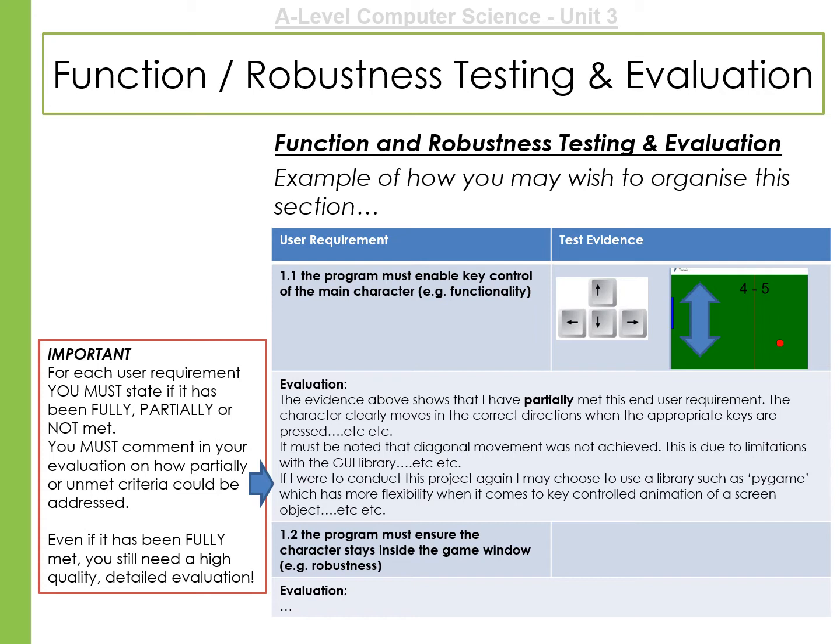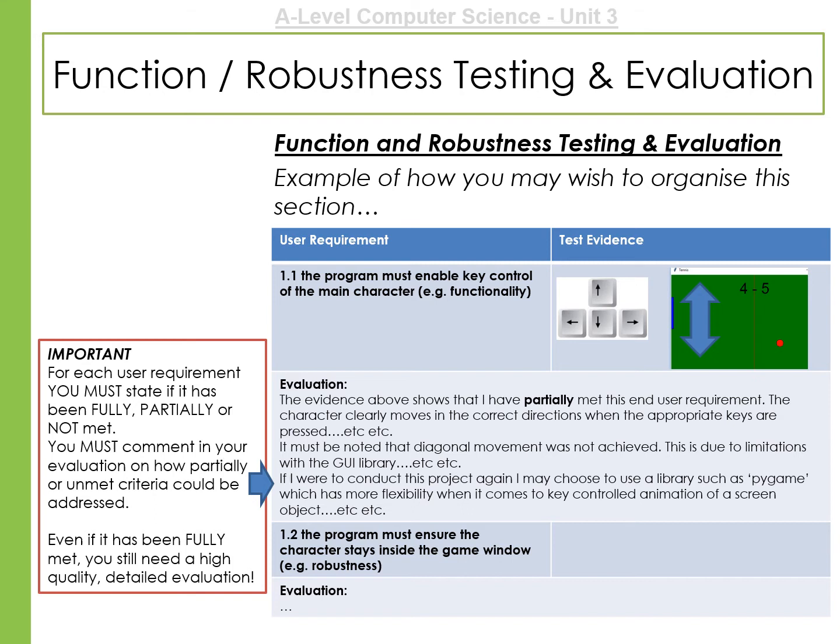Look at the evaluation now. It must be noted that a diagonal movement was not achieved, and this is due to limitations with the GUI library. To get the top marks here, you must evaluate why that was not working. In this column, I've just stated the problem. The next section says if I were to conduct this project again, I may choose to use a library such as Pygame, which has more flexibility when it comes to key controlled animation. But why? Explain that. Even if it's been fully met, you still need a high quality detailed evaluation.